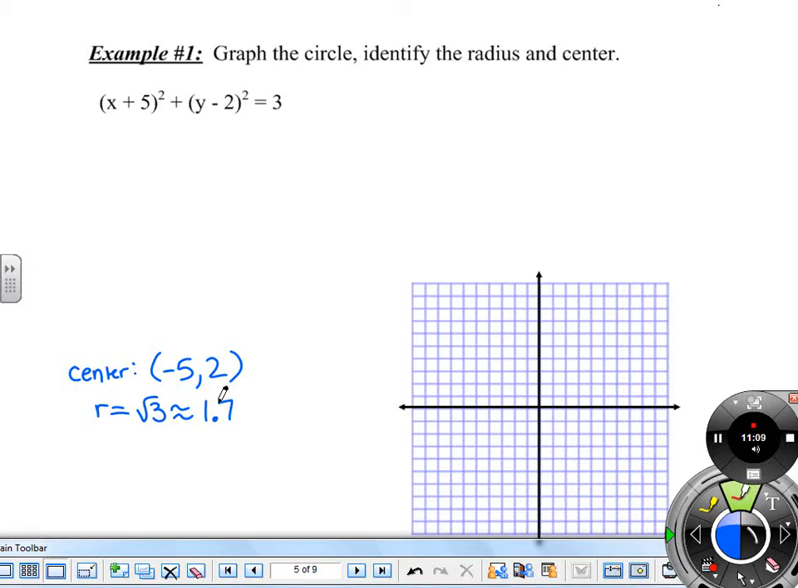So to graph this, go ahead and in the second half of this page, this is the last thing you have to fit in there, graph this circle. So you have the center, you have the radius. See if you can graph this circle.